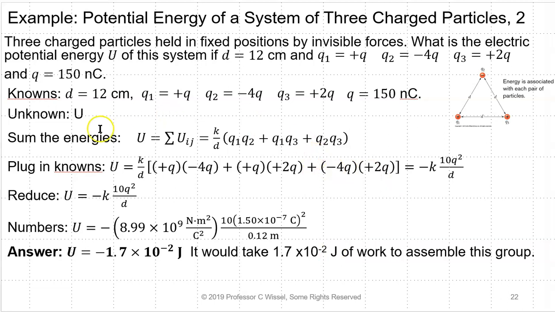Now we can start plugging numbers in. So we have U equals K over D times positive Q times a minus 4Q plus a positive Q times a positive 2Q plus a minus 4Q times a positive 2Q. When you condense this a little bit, it ends up being minus K times 10Q squared over D. Now we can put the numbers in. So that's minus 8.99 times 10 to the 9th newton meter squared per coulomb squared. We have 10 times our Q of 150 nanocoulombs squared divided by 0.12 meters for D. It ends up being minus 1.7 times 10 to the minus 2 joules, or 17 millijoules of work to assemble this group.